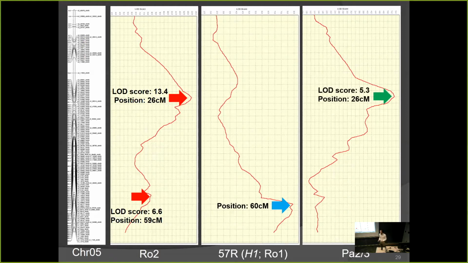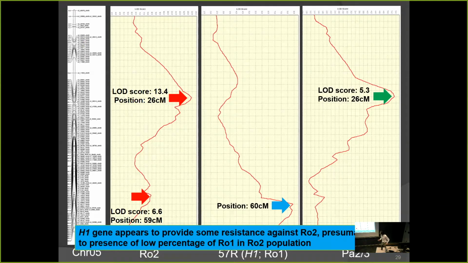the R2 resistance. So from these views, I also confirmed that this second largest QTL peak represents H1 gene, and this QTL peak represents GRP1 gene. And because, as I mentioned before, GRP1 gene is known to be resistant to both golden nematode and pale cyst nematode. And also, I thought that H1 gene appears to provide some resistance against R2, presumably due to the presence of the low percentage of R1 in the R2 population.